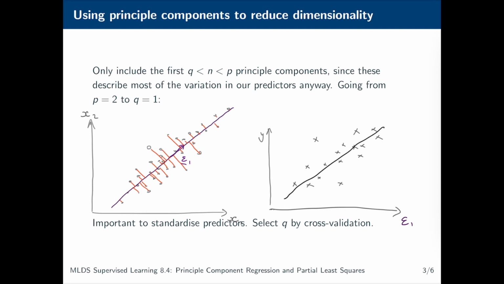So let's consider how this might work in the two-dimensional case, where we're wanting to go from two predictors down to one predictor. In this case, we're going to project all of our data points down onto the line that is spanned by epsilon1, and then we're going to use their positions on this line as our predictor within our linear model. This has reduced the size of our predictor space from 2 dimensions to 1 dimension. We can do exactly the same thing in higher dimensions, projecting down onto lower dimensional subspaces, where rather than the line here, we might have a plane or a hyperplane that each of our points in R^p is being projected down onto.